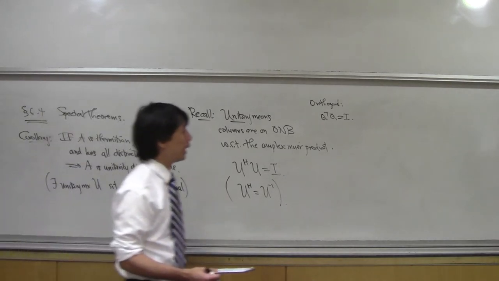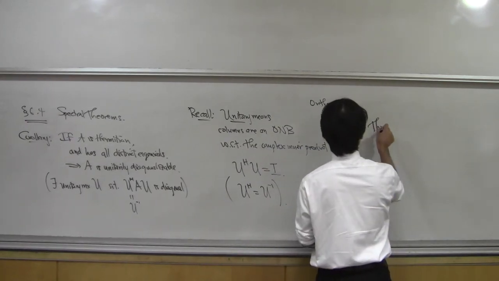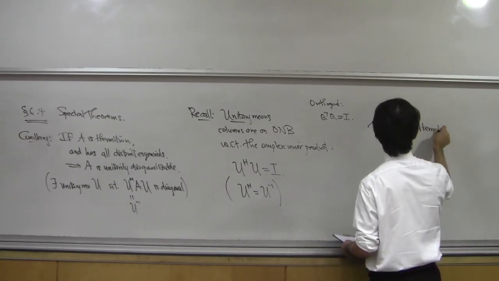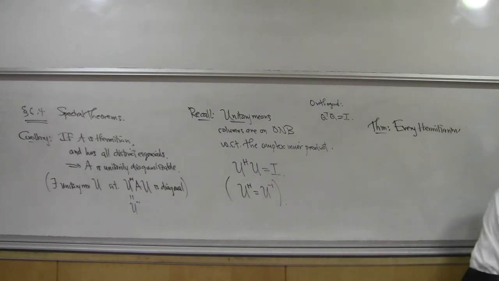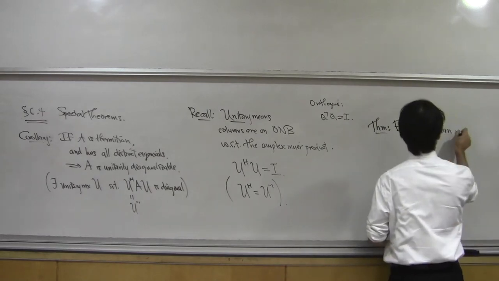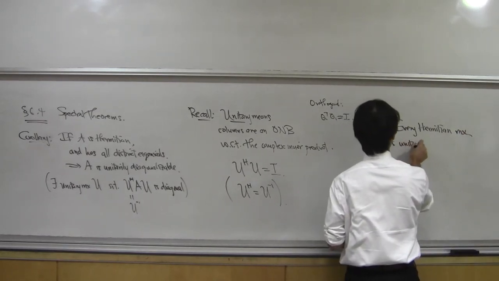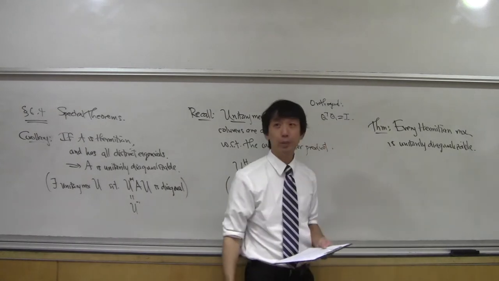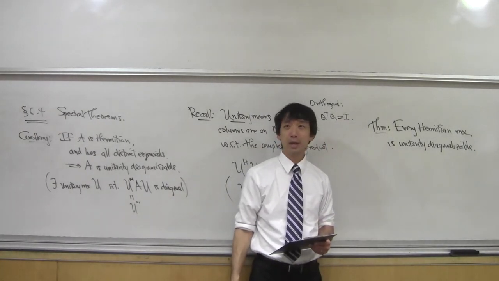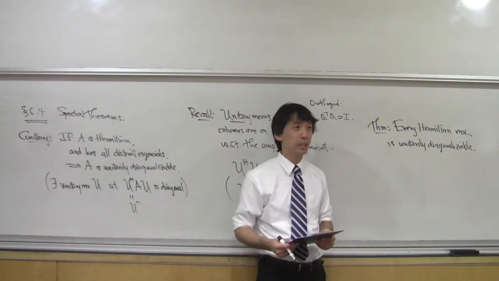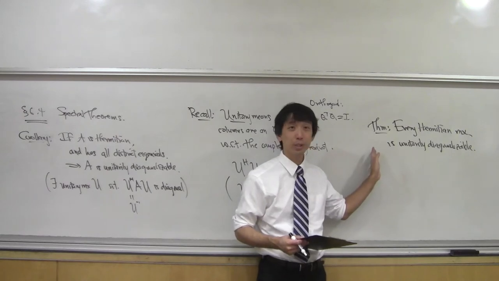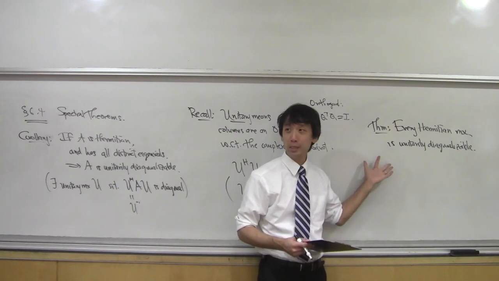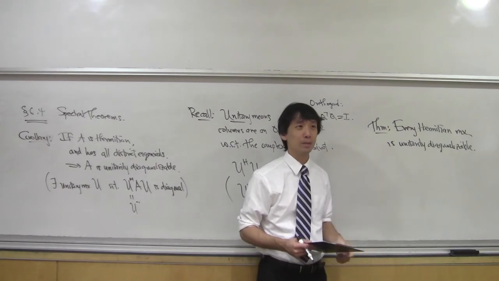And we said that, in fact, something much more remarkable is true, and that is that every Hermitian matrix is unitarily diagonalizable. This should be sort of shocking to you. We don't need n distinct eigenvalues. We just need the matrix to be Hermitian. As long as it's Hermitian, it's diagonalizable. In fact, it's unitarily diagonalizable, by a matrix whose columns form an orthonormal basis.